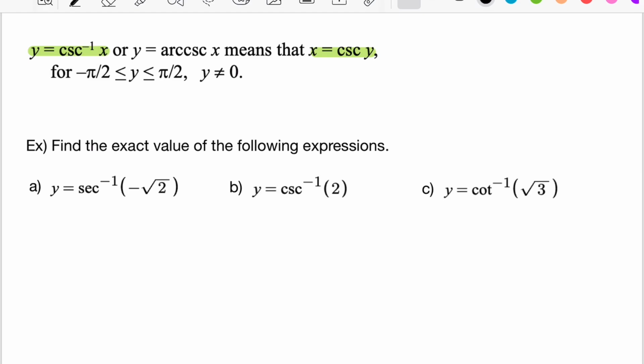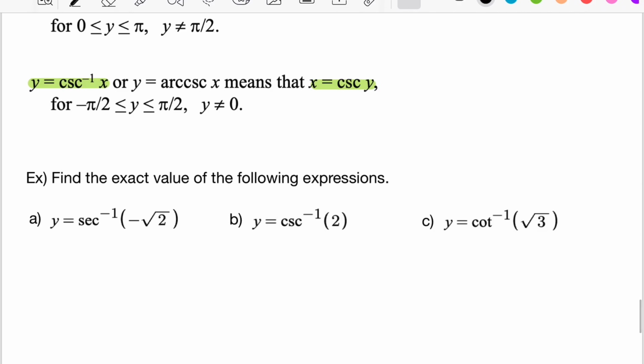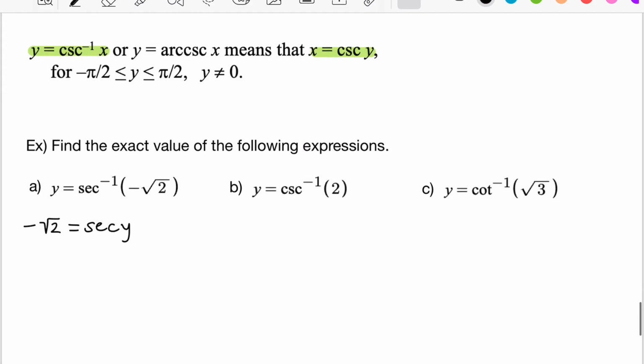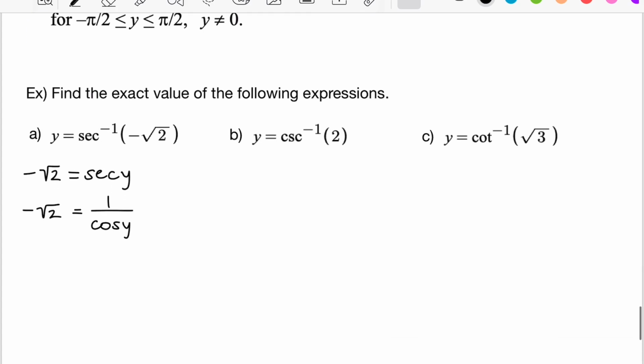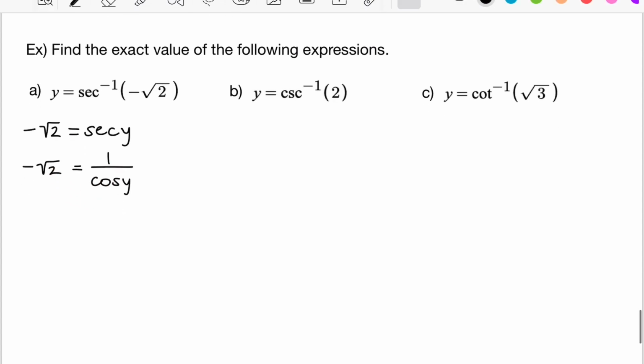So for part A here, the first thing that we'll do is rewrite this using this here. So we have y is equal to arcsecant of x, where x is going to be minus square root 2. So we'll just rewrite it like this here. We'll have minus square root of 2 is equal to secant y. Now, remember, secant is the same thing as the reciprocal of cosine of y. So what we'll do here is get cosine of y alone so that it's easier to work with.